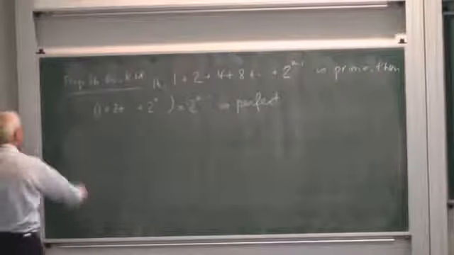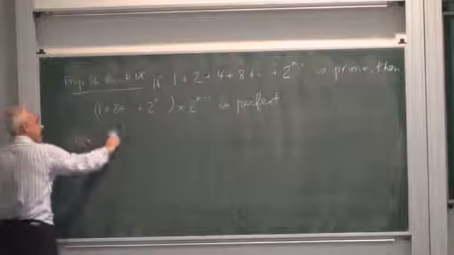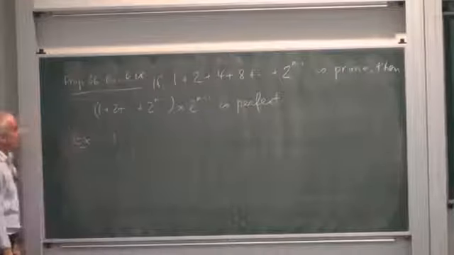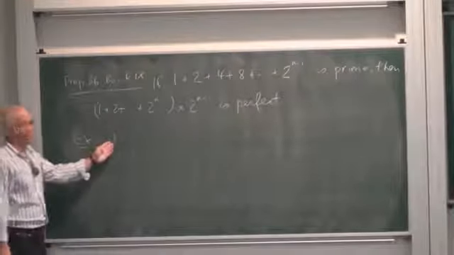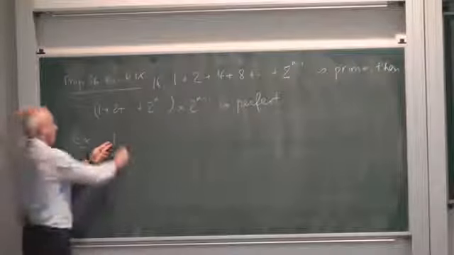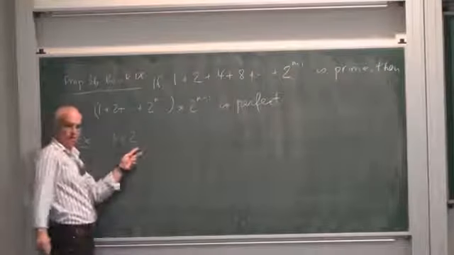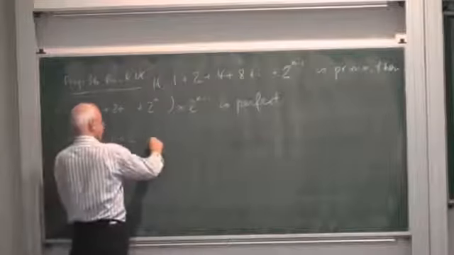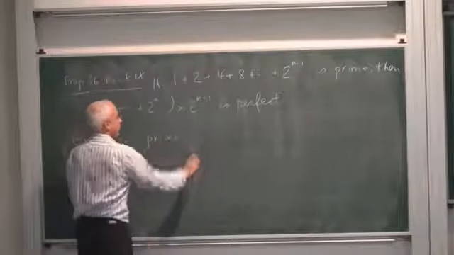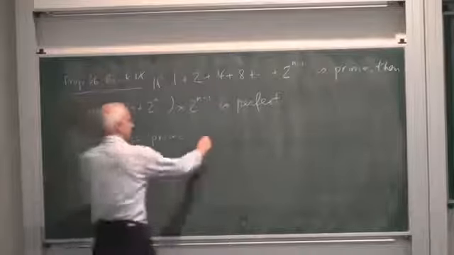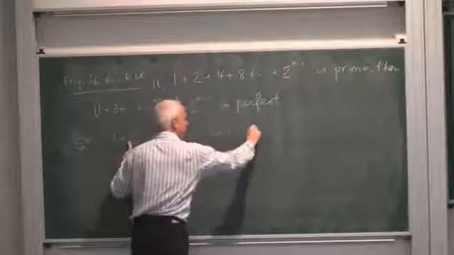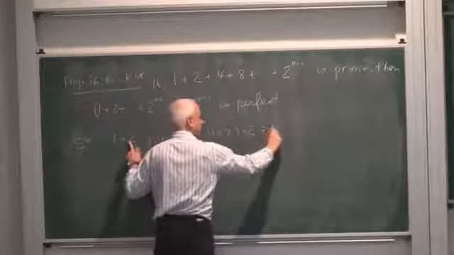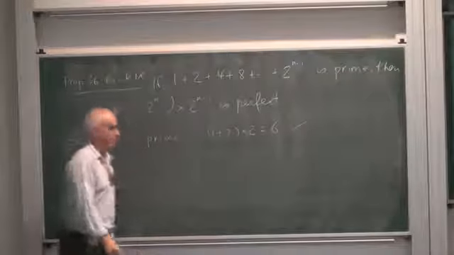Okay, so let's have a look. So for example, 1 is not considered a prime number, but 1 plus 2 certainly is a prime number. Okay, so that's prime. And so therefore Euclid would say, all right, so if you take that sum, 1 plus 2, and multiply it by 2, you get 6. That's perfect.